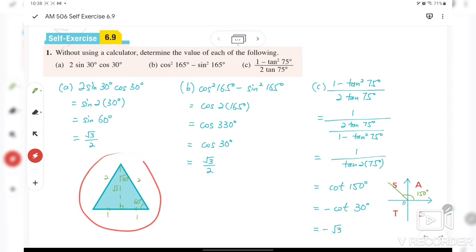So come back to the triangle. Cotangent 30 degree will be adjacent over opposite. So we have negative square root 3.